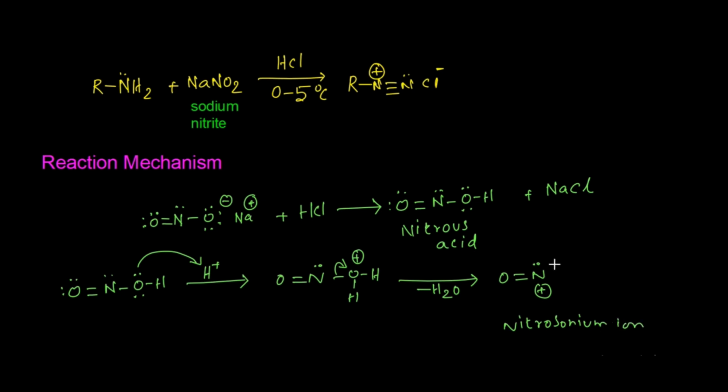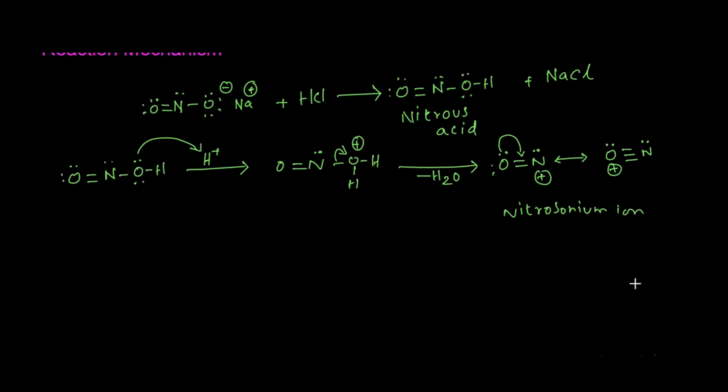Before completing that, please check the octet of this nitrogen. Now this nitrogen is having 6. You see, to complete that octet, the lone pair electron of the oxygen donates to maintain the octet for both oxygen and nitrogen. Now both the atoms are having an octet, but the oxygen is having the positive charge. You see, now this is an electrophile.